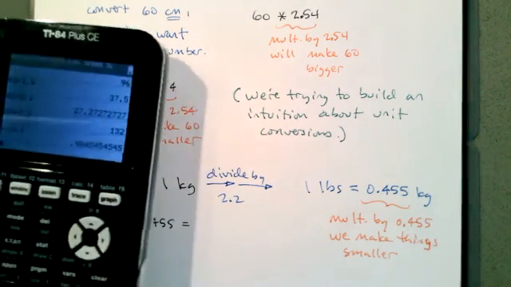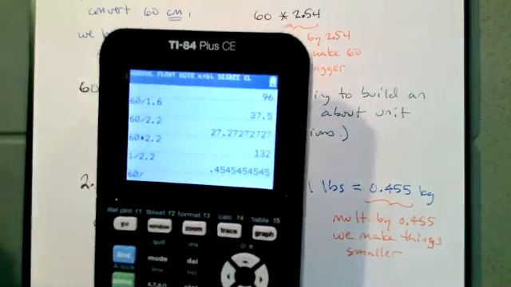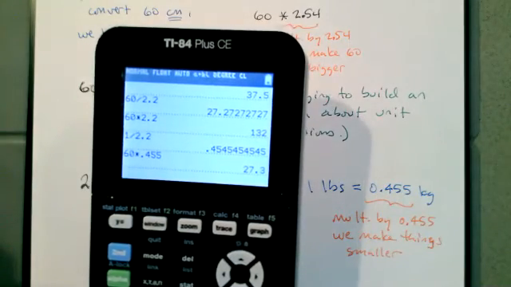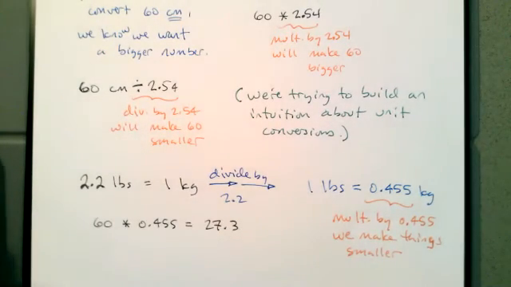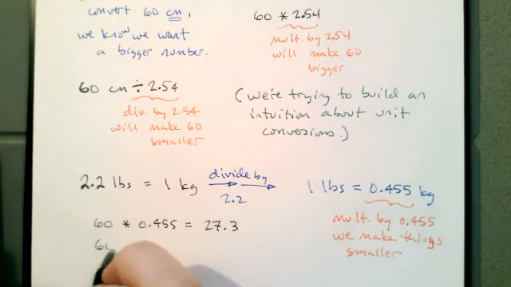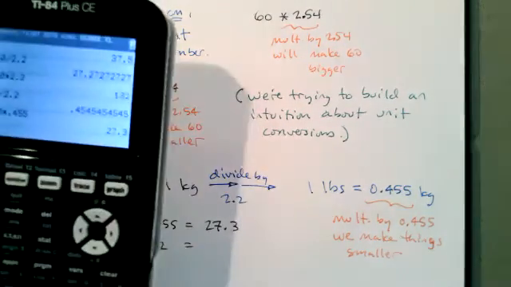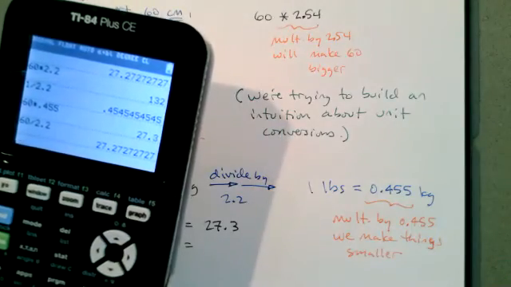I can't actually put it down, it'll smear the ink. 60 times 0.455 is 27.3. This is the same thing that happened as when we took 60 and divided it by 2.2. 60 divided by the 2.2 is 27.3.